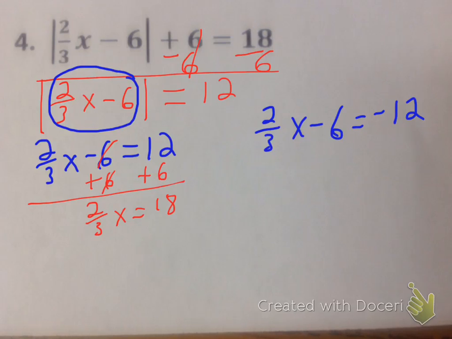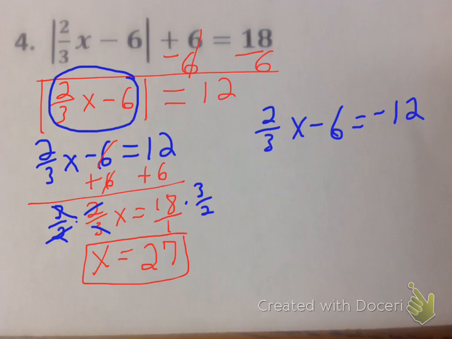When you divide by a fraction, we end up multiplying by the reciprocal. So 3/2 to this side, and 3/2 to this side. The 3 cancels the 3, the 2 cancels the 2. So that leaves us with x equals, and then 18 times 3 would be 54, and that would be over 1. So 54, and then 1 times 2 would be 2. So 54 over 2, and then that reduces to be 27. And that is your answer for that side.